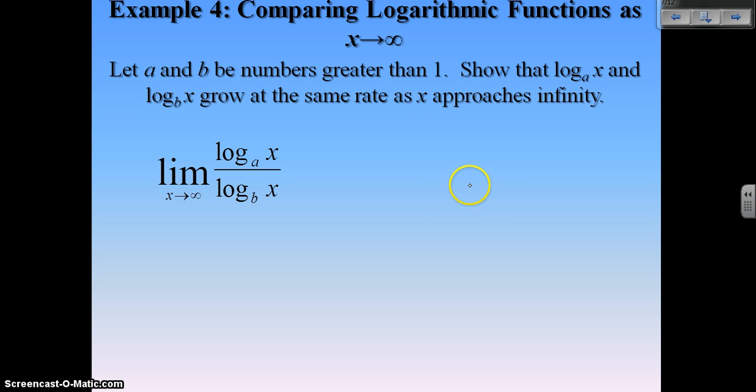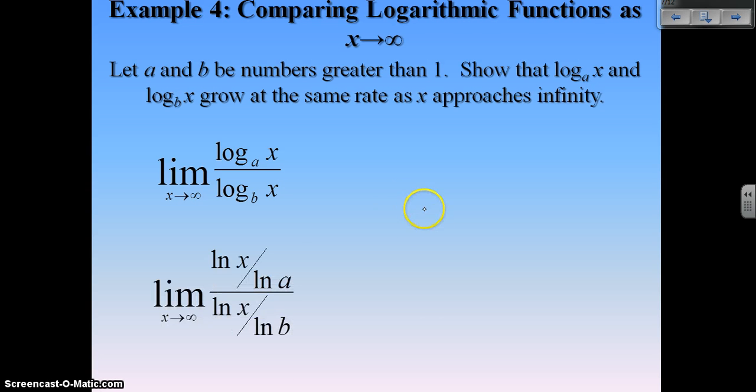Now I'm kind of stuck here. There are a variety of things I can do, but both of these do give me infinity over infinity, so I either need to do L'Hopital's rule or I need to simplify. And I'm going to simplify using a change of base formula. Now I know we think change of base is obsolete because of what our calculators can do, but the fact is that it is still useful in some situations.